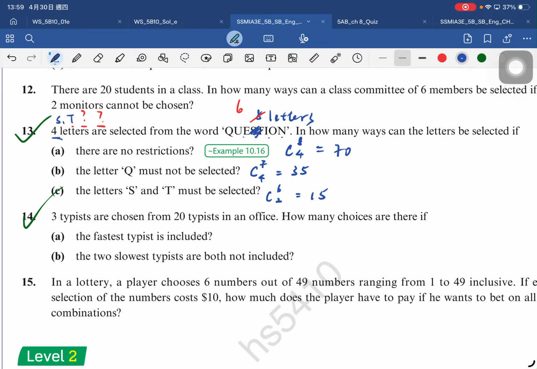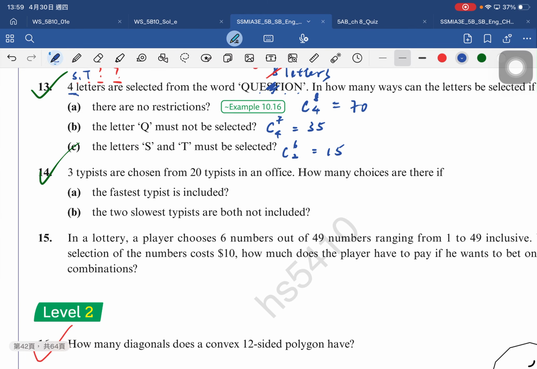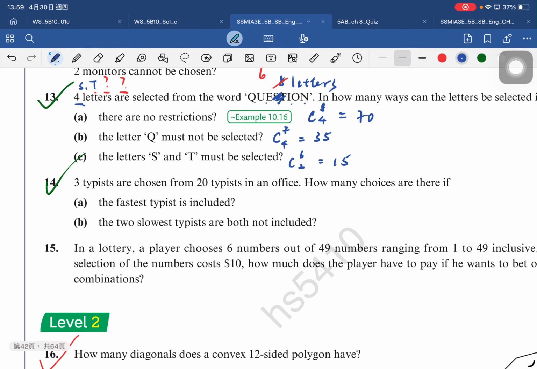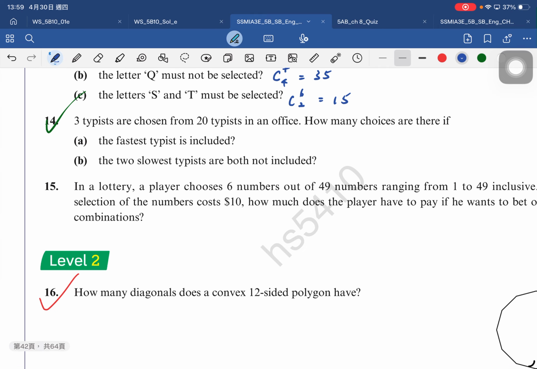Also similar to the question number 5 lah. Okay, particular case or particular item must be included or not included. Number 14 also. 3 typists are chosen from 20 typists 即係嗰啲打字員啦。Okay, how many choices available are there if the fastest one must be included? 最快一教啦，一定要包含在內嘅。咁當然啦，20個裏邊一定有個最快嘅。咁橫掂佢都要包含在內，咁即係剩翻嗰19個，你咪揀咯。要揀多幾多個啊？2啦，because the fastest one must be included.